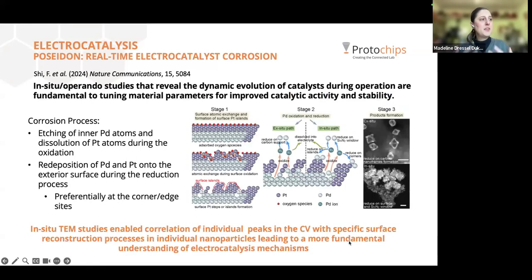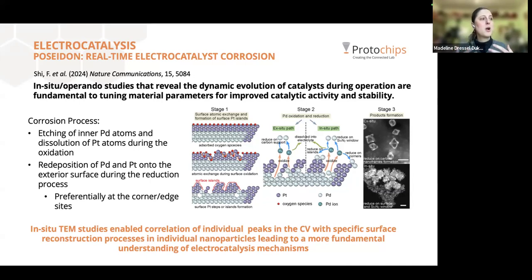And from that, and the ex situ studies, they were really able to identify the different stages that occur with these octahedral core shell nanoparticles during the cycling, and for the first time really correlate the specific high resolution surface changes to what's happening in the electrochemical spectra.